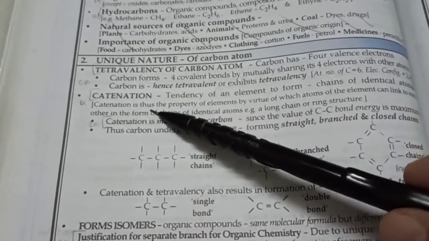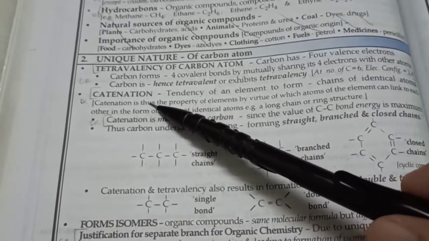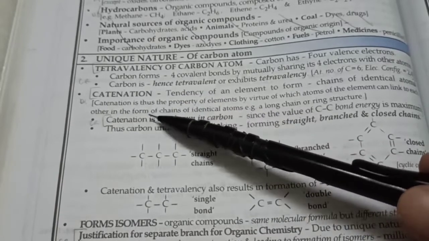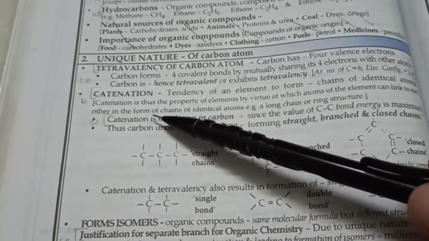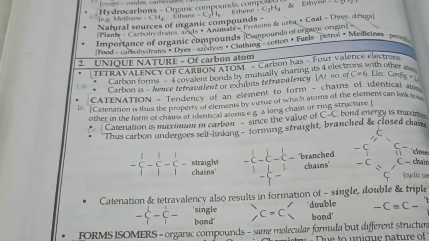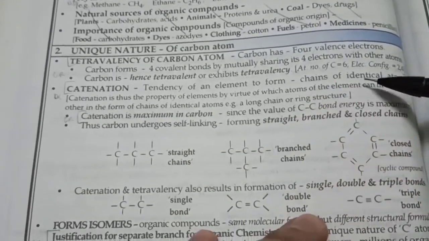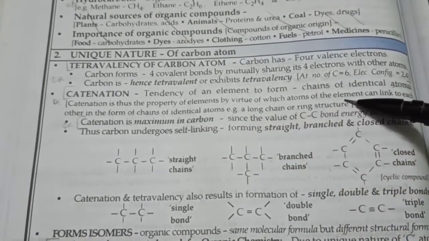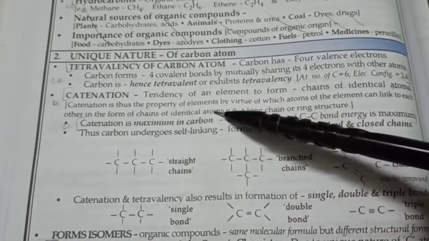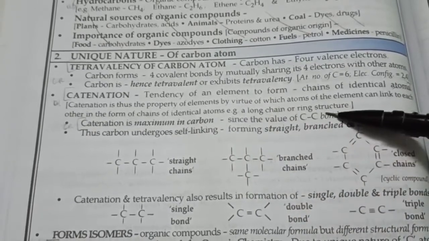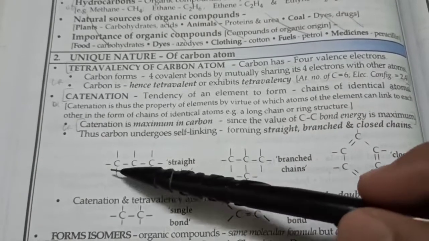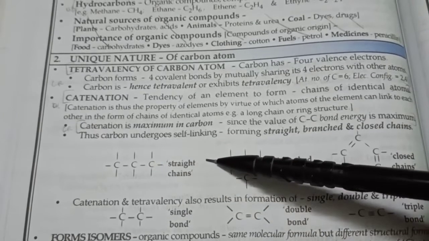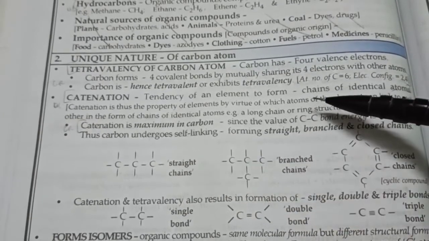The second property is quite interesting. It's called catenation, which is a very rare property. Apart from carbon, it is also seen in elements like silicon, but catenation is mostly seen in carbon. It is the tendency of an element to form chains of identical atoms. That is, it is a property of elements by virtue of which atoms of the element can link to each other in the form of chains of identical atoms. That is, a long chain or ring structure can be formed. So imagine a straight chain where carbon is linked to carbon, which is linked to another carbon, and this can go on, theoretically, to infinity.